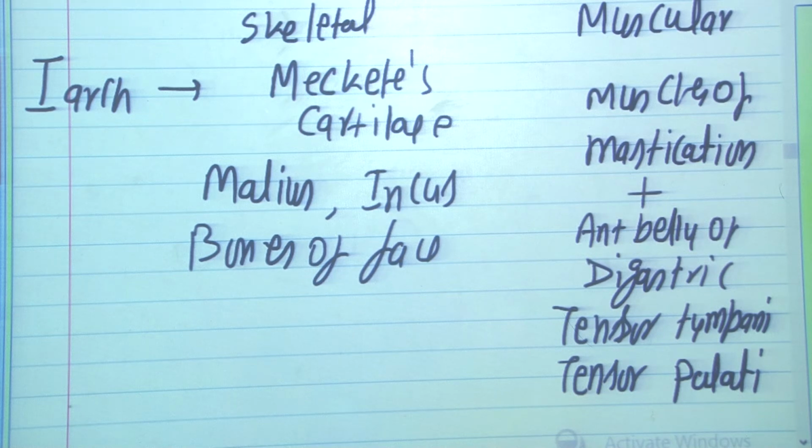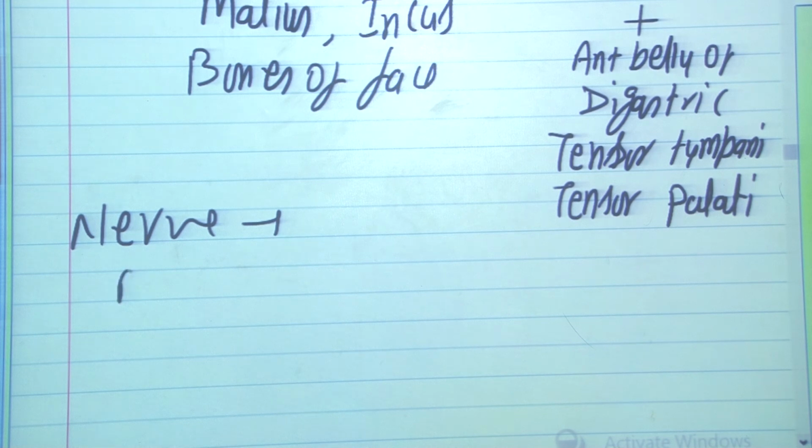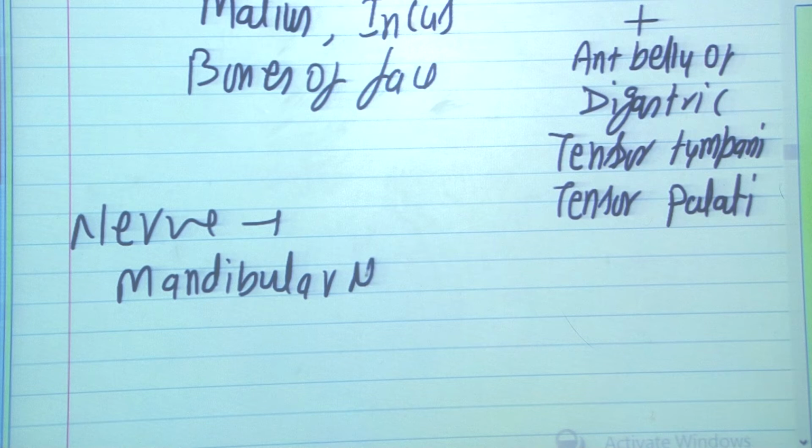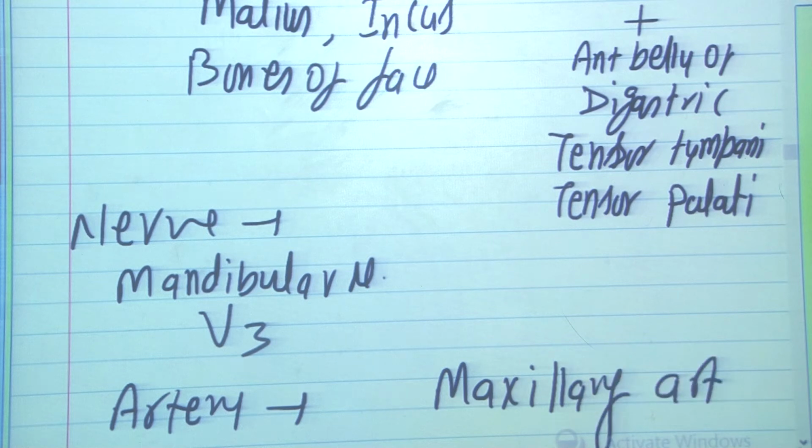The next component is the nerve. Which nerve belongs to first pharyngeal arch? The nerve is mandibular nerve. Mandibular nerve is the third division of the fifth cranial nerve. Then the artery, which artery developed from the first pharyngeal arch? Answer is maxillary artery.